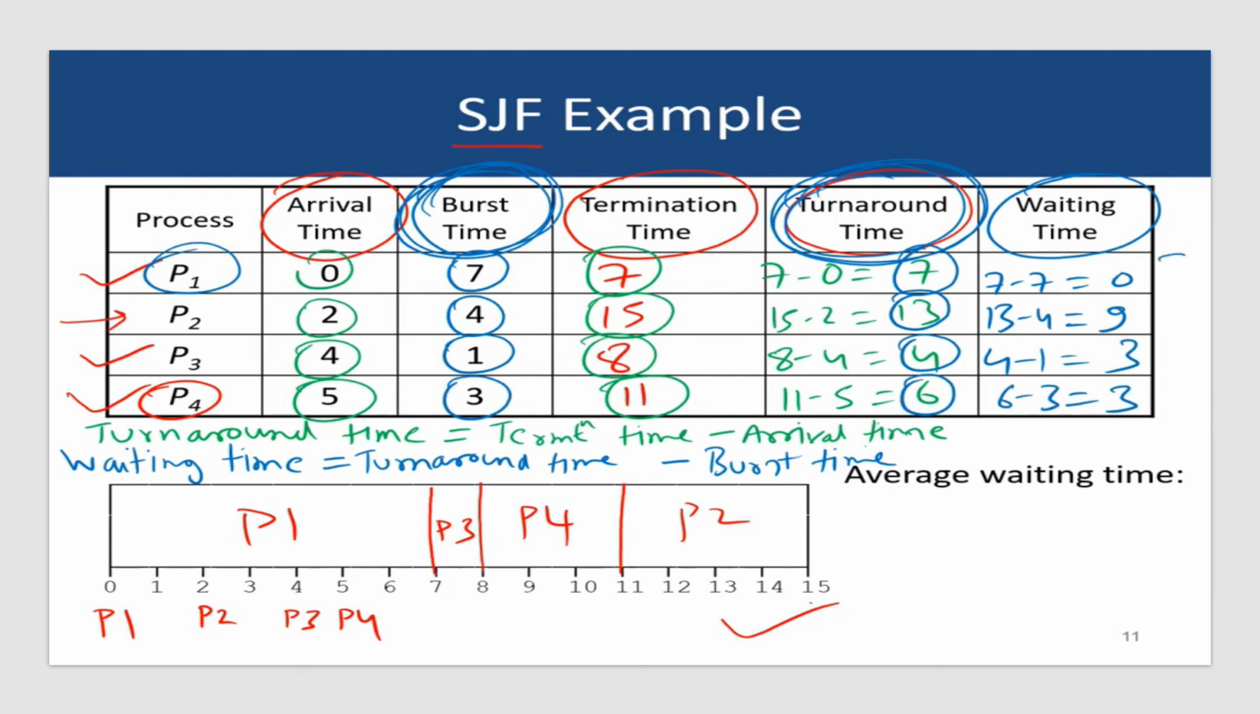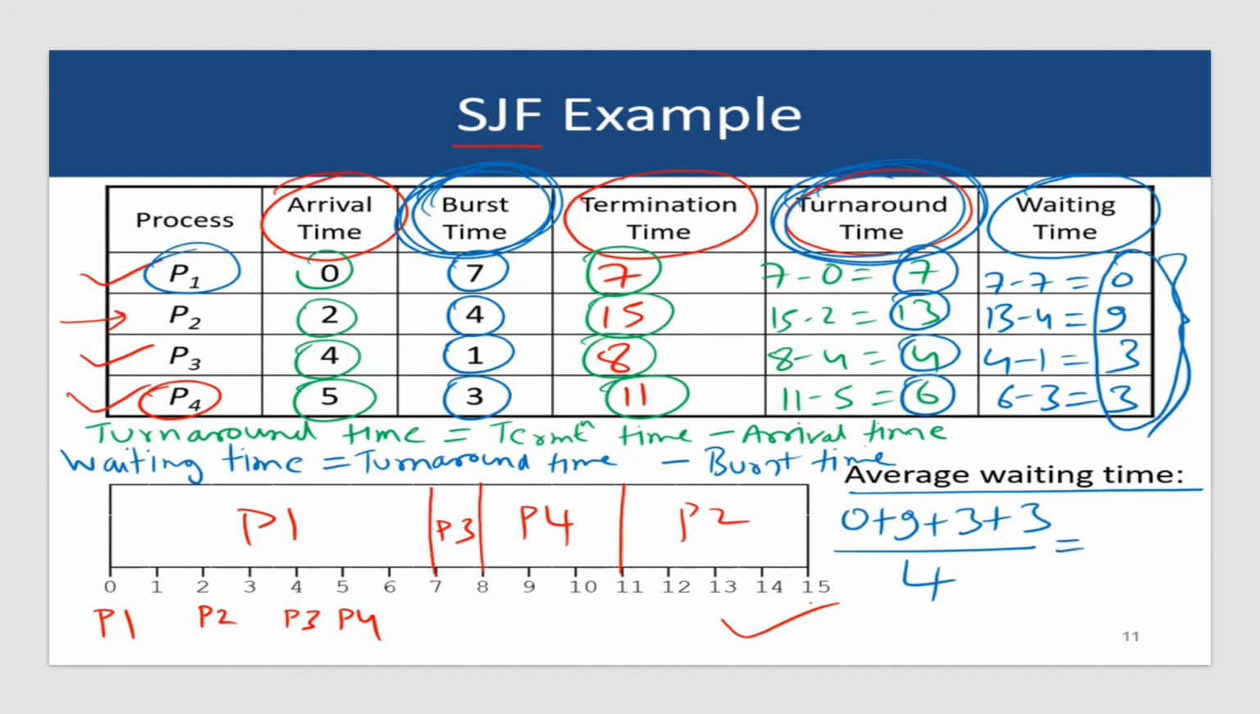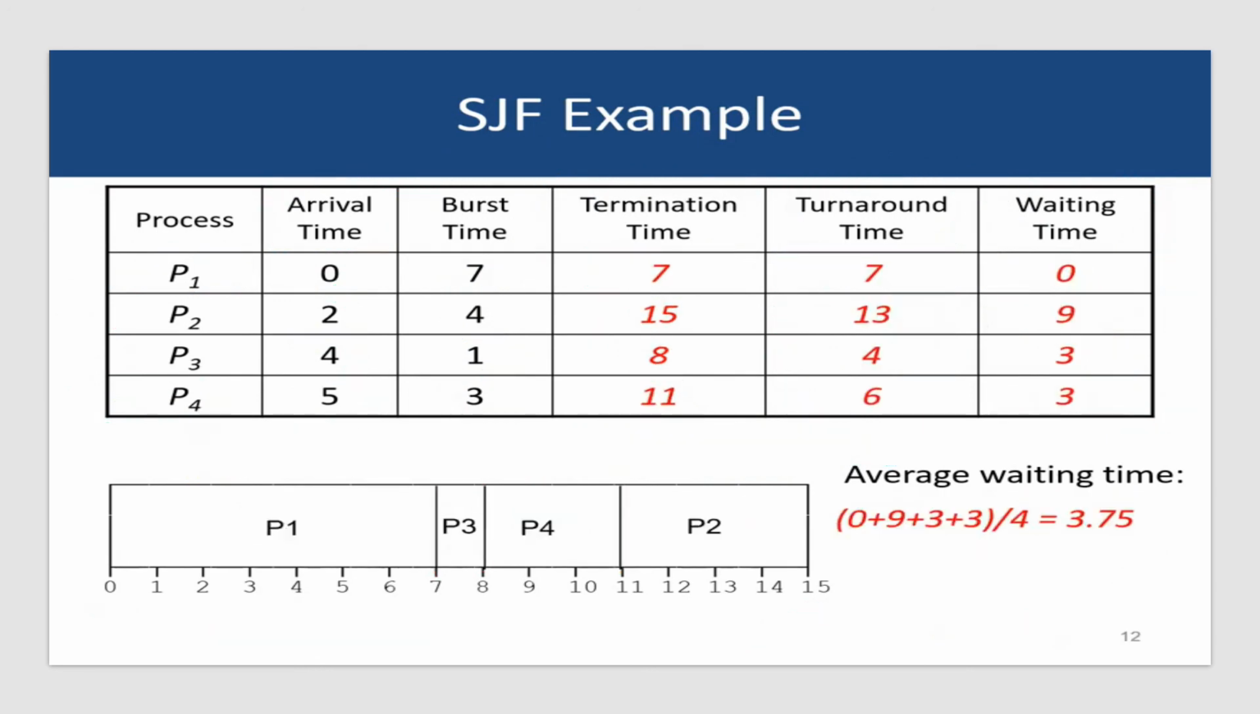So based on all of this information, let's now compute the average waiting time for all the processes. That would simply be an average of all these waiting times in the last column. So that would be 0 plus 9 plus 3 plus 3 divided by 4, because there are 4 processes, which is 15 divided by 4, which is essentially 3.75. The answers are also summarized over here.